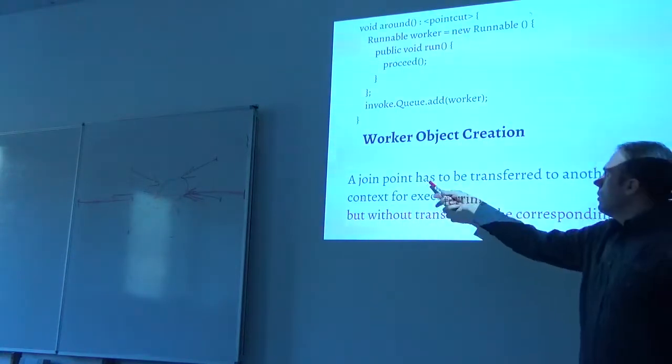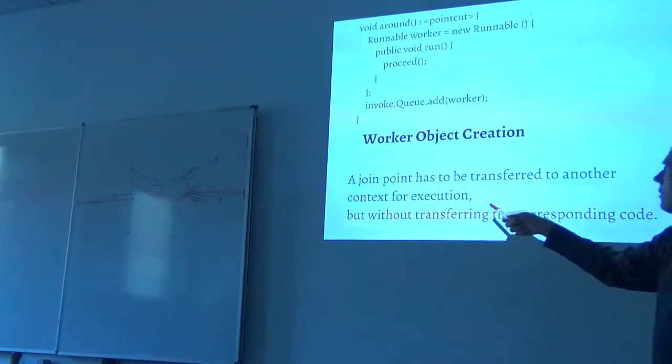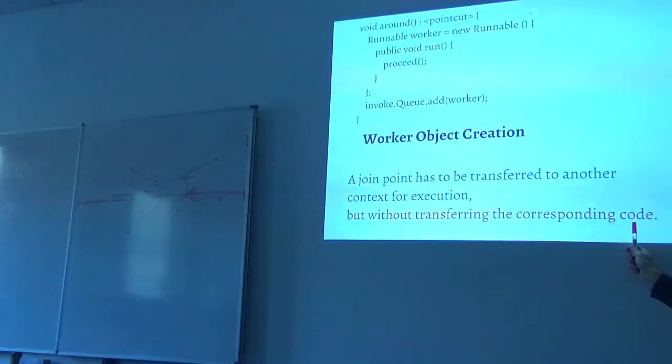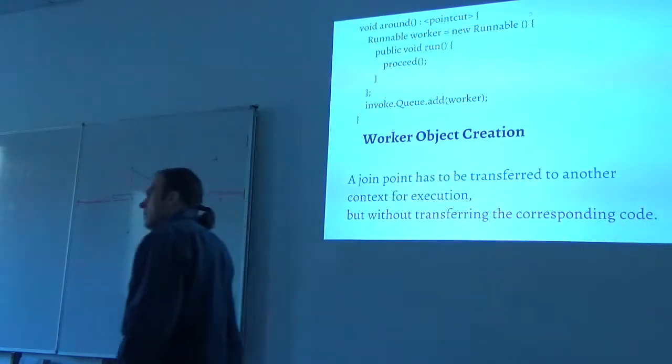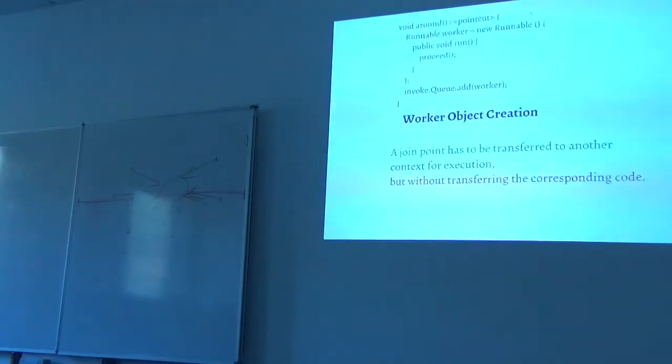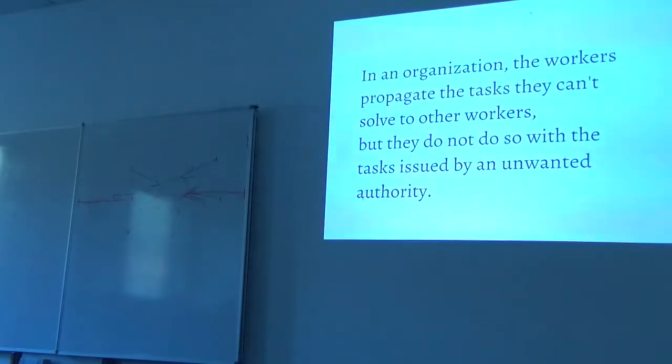So here a join point has to be transferred to another context for execution, but without transferring the corresponding code. This is what we're solving. So this is a worker object creation or proceed object. So let's go to another situation.